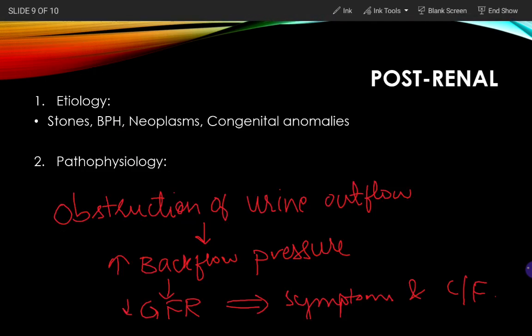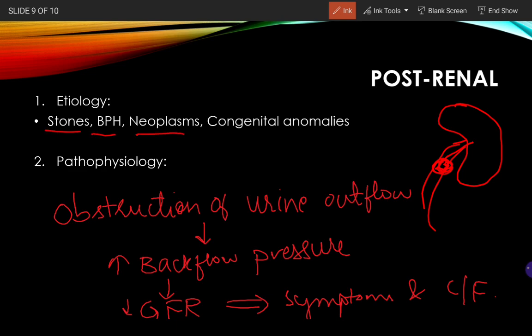Now coming to the postrenal cause, which is the last cause. What is the etiology? This can be anything that leads to obstruction. Assume this is your kidney and this is your ureter, which leads to outflow of urine. Any obstruction outside the kidney, that is, post the urine outflow from the kidney, can lead to the postrenal cause of acute kidney failure. It can be anything like stones, benign prostatic hyperplasia, any neoplasms, or congenital anomalies.